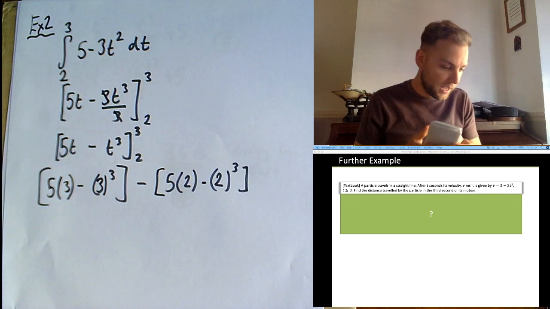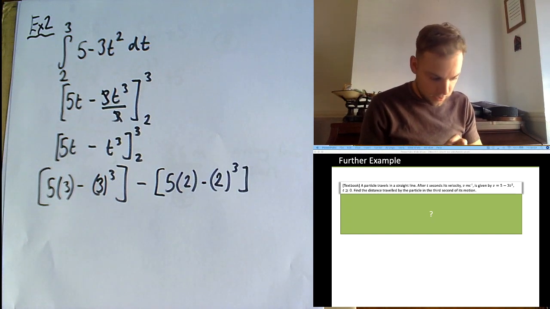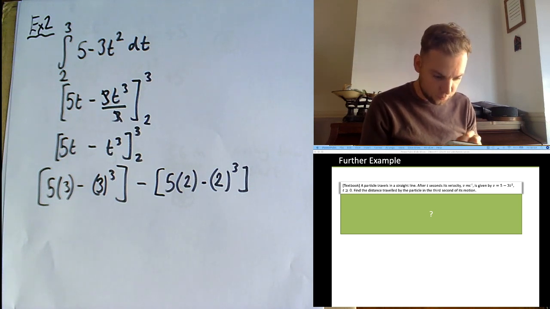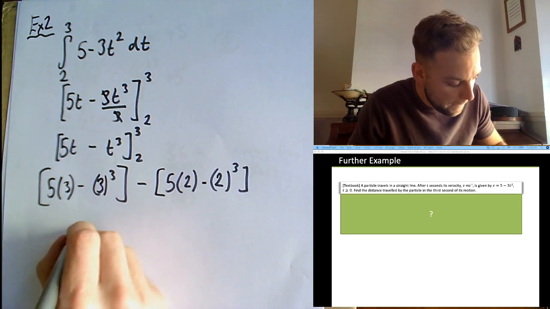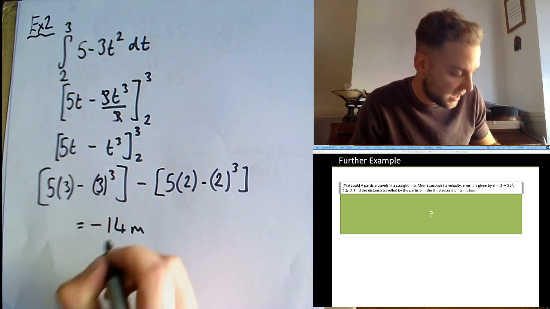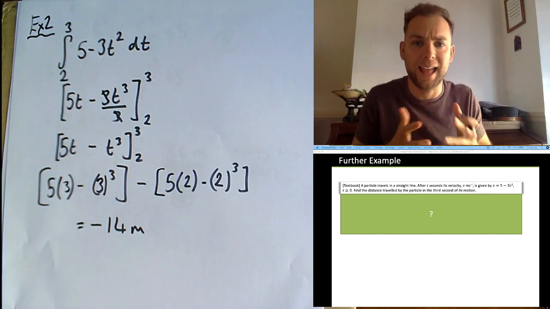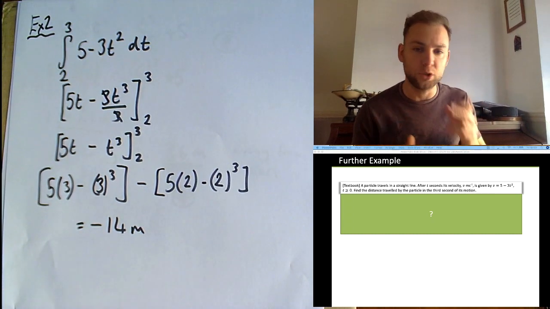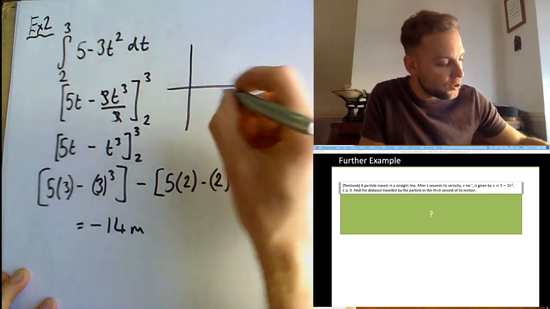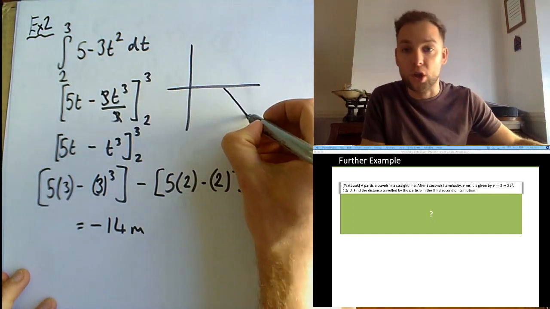So let's put that into my calculator. It's a big old sum, this. Bracket 5 times 3 minus 3 to the power of 3, close bracket, minus, open bracket, 5 times 2 minus 2 to the power of 3, close that bracket. I end up with minus 14 meters. Now you might think to yourself, how am I getting minus 14 meters? Why is this negative?